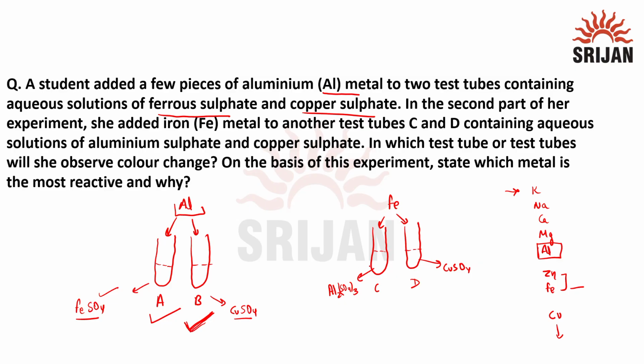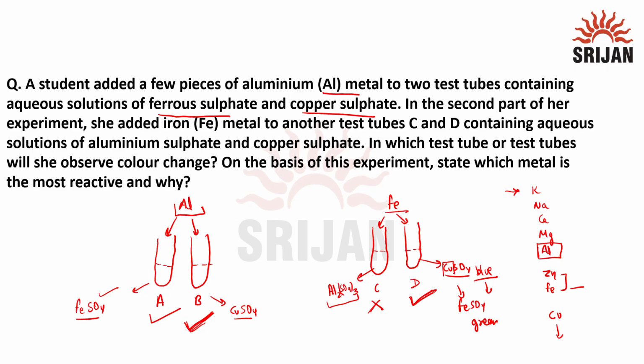Now in the third test tube, iron is less reactive than aluminium. That's why in the C test tube no reaction or no color change will occur. We will mark it as a cross. Now iron is more reactive than copper. It will displace copper from the reaction and form FeSO4, that is iron sulfate. This is green in color, and this is blue in color. The color change will occur in the D test tube.